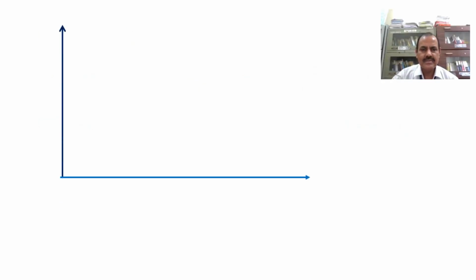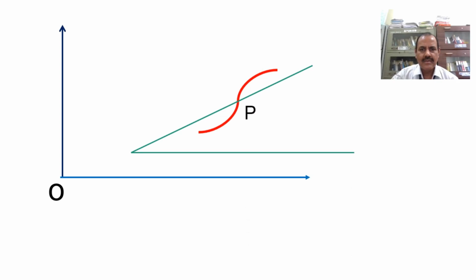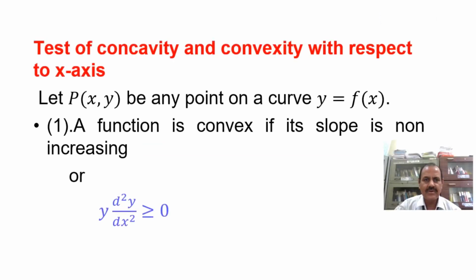So this is the dual nature. Just see in the graph. This is the x-axis, y-axis, origin. This is the graph. So see, this point P divides the curve into two parts. One part is convex and one part is concave. So this P is the point of inflection.